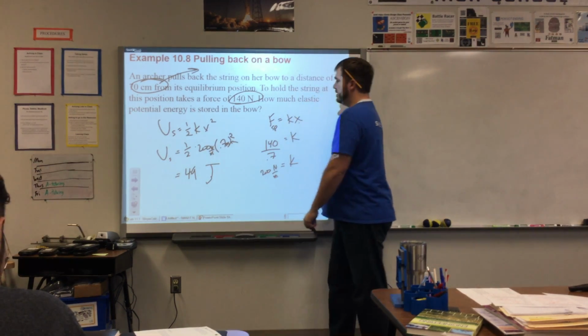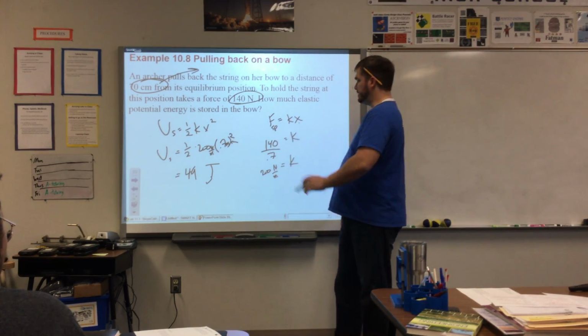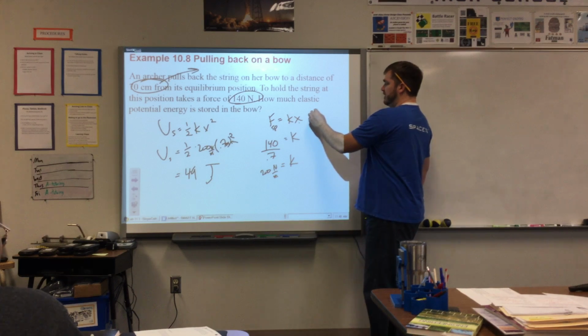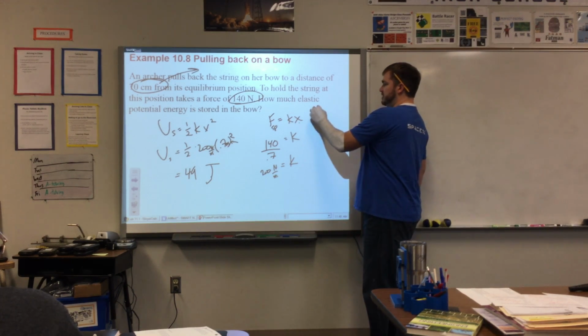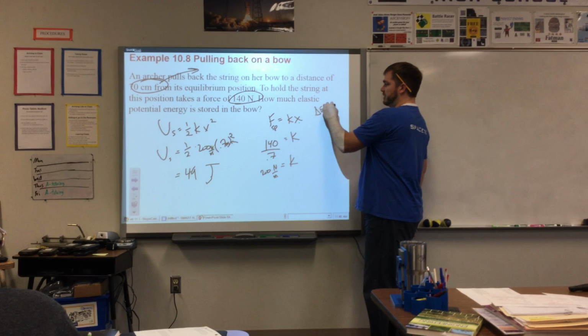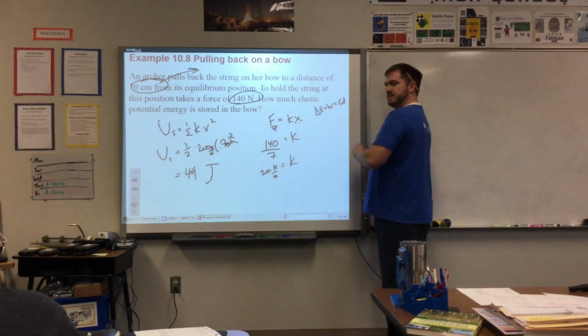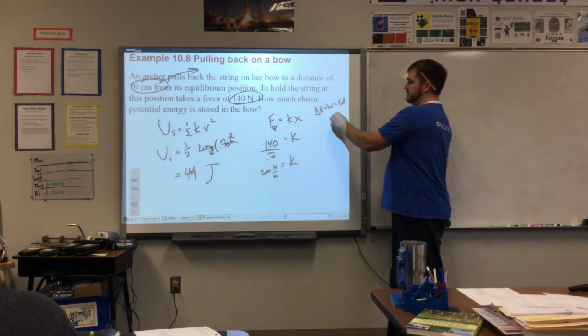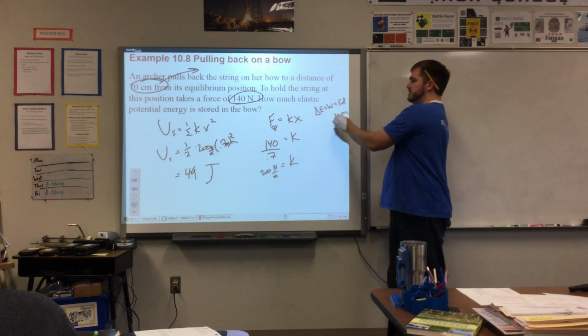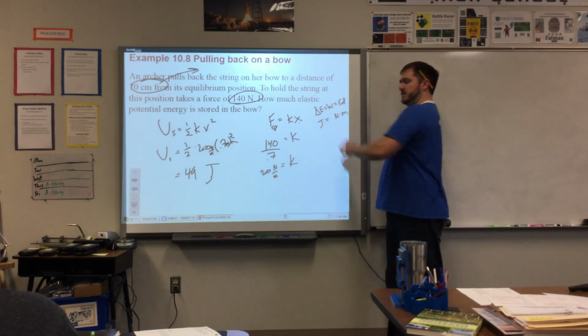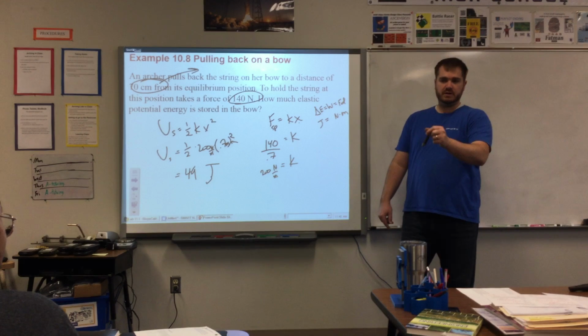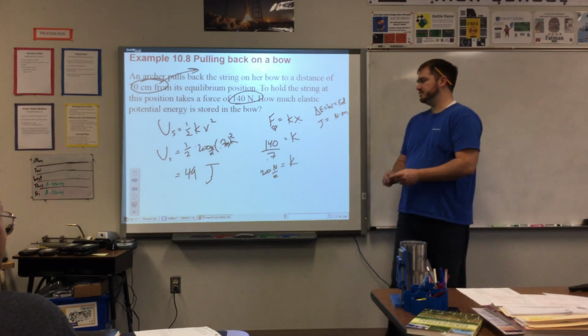And if you're ever not sure about the units, remember that change in energy is equal to the work done, which equals the force times the distance. Force is newtons, distance is meters, so a newton meter is a joule. Not newton per meter, newton meter.